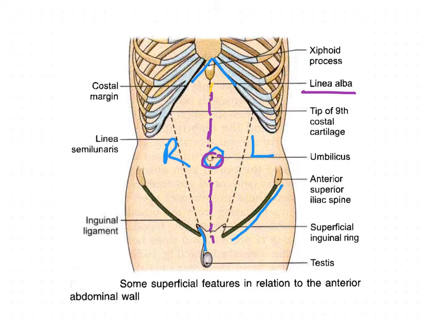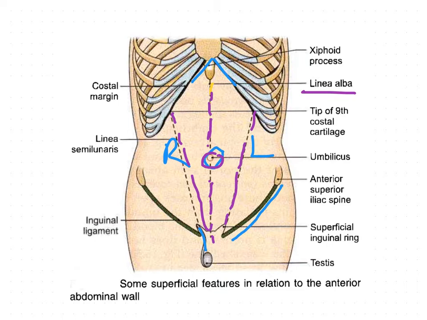There is an irregular depressed or elevated area called the umbilicus, commonly called the navel. It lies at the level of the junction between the third and fourth lumbar vertebrae. A few centimeters lateral to this median furrow, the abdominal wall shows a curved vertical groove. So these are the curved vertical grooves.